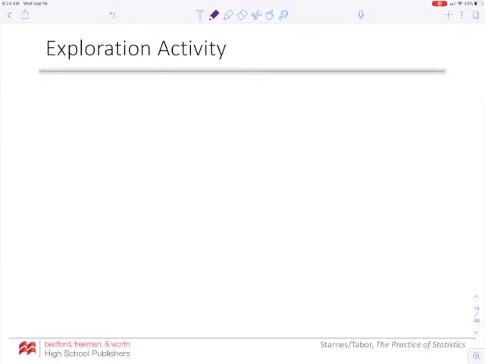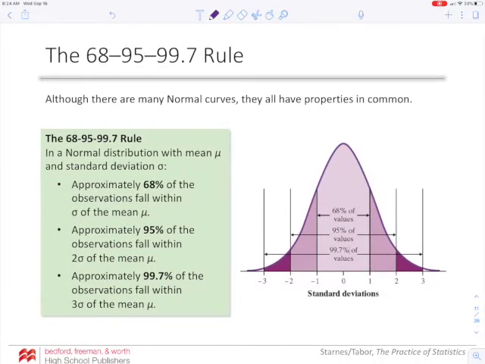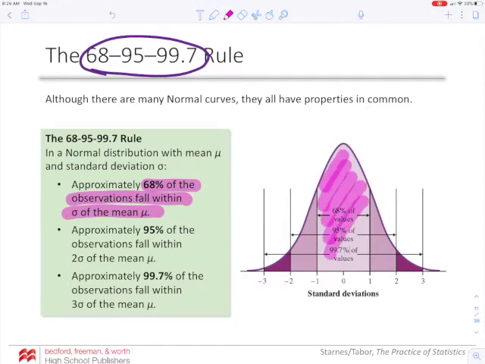Alright, so hopefully in class you did a little exploration activity where you're having to count up some data points and come up with some percentiles. The point of that activity was to come up with what's called this empirical rule, the 68, 95, 99.7% rule. So through that activity, you're supposed to hopefully find that approximately 68% of observations fall within one standard deviation of the mean. So here in the center is approximately 68% of our data.